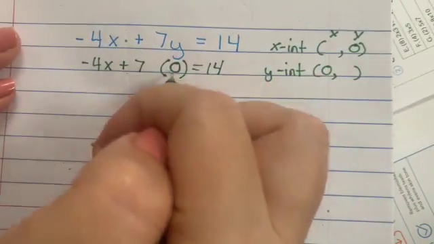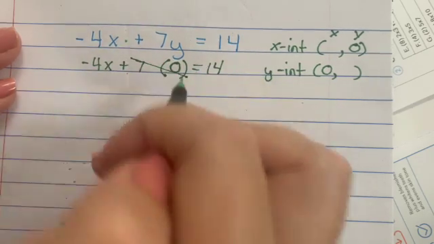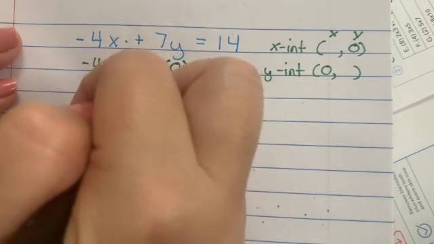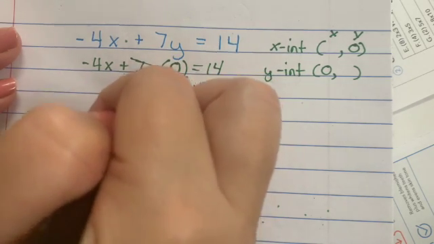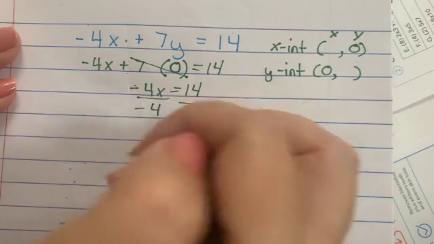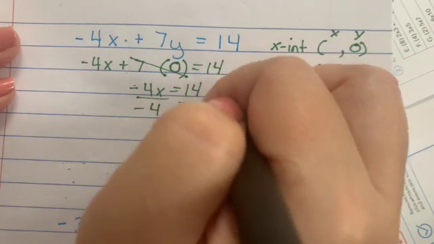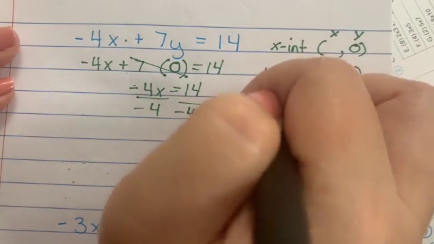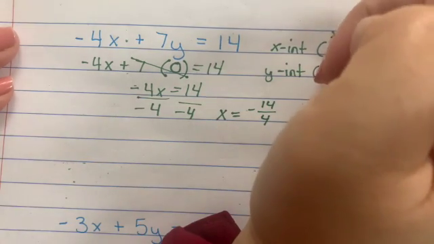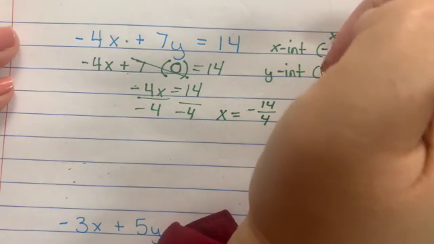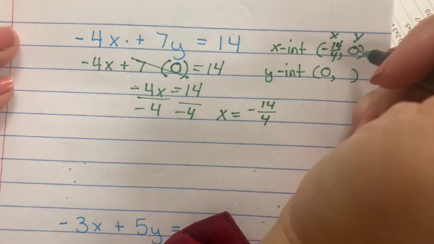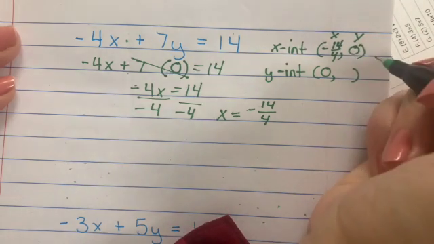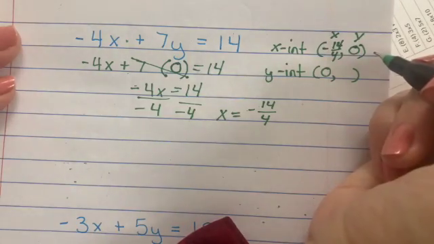And then 7 times 0, just 0. So we get negative 4x equals 14. Divide by negative 4. So in this case, x equals negative 14 over 4. So I'll rewrite that. My x-intercept is negative 14 over 4, 0. So the graph would be crossing at that point on the x-axis.